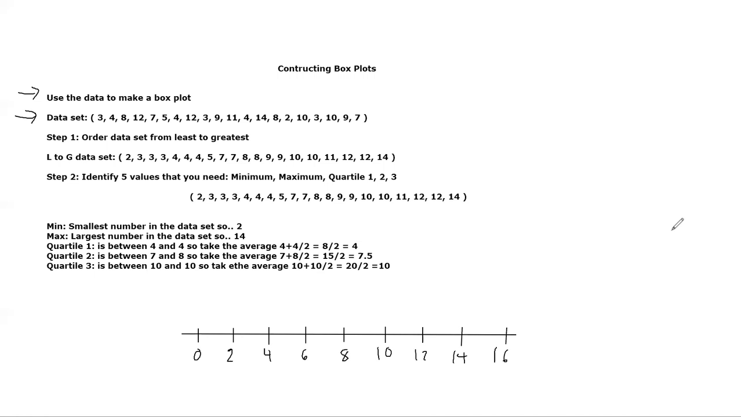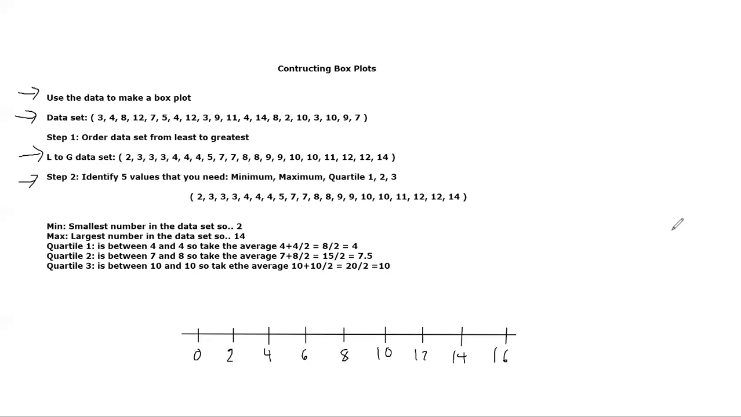The first step in order to construct a box plot is to order the data from least to greatest. Ordering my data from least to greatest, I did it for you. We have 2, 3, 3, 4, 4, 4, 5, 7, 7, 8, 8, 9, 9, 10, 10, 11, 12, 12, 14. All right, they're in order. Let's move on to step 2.